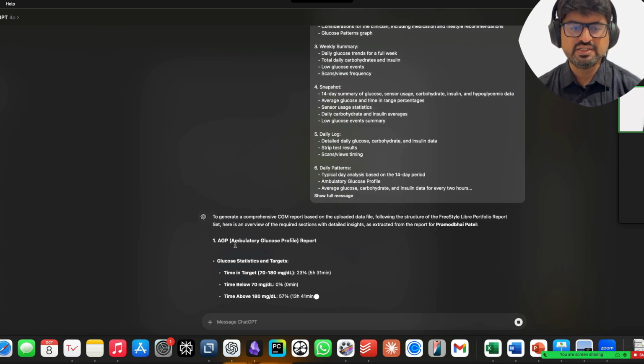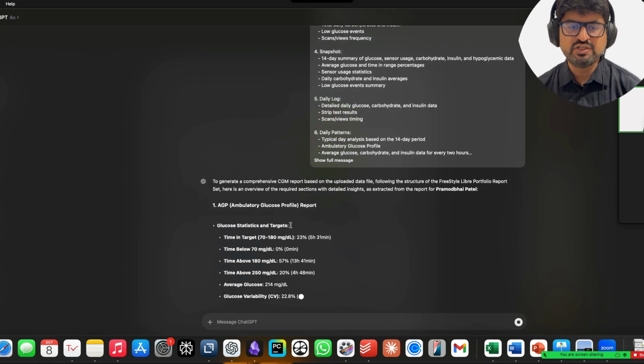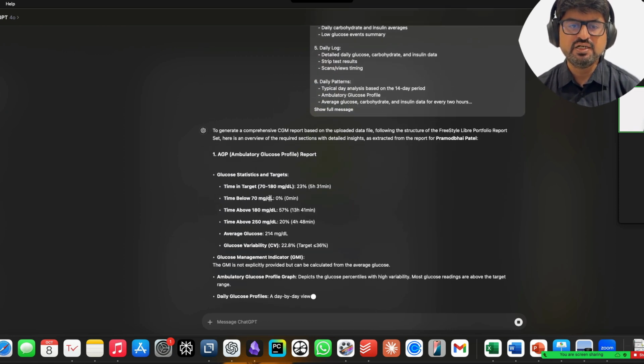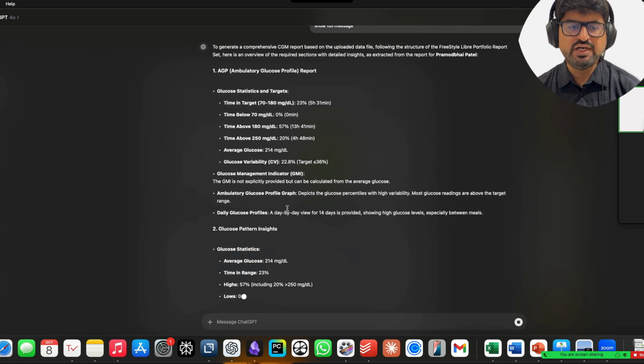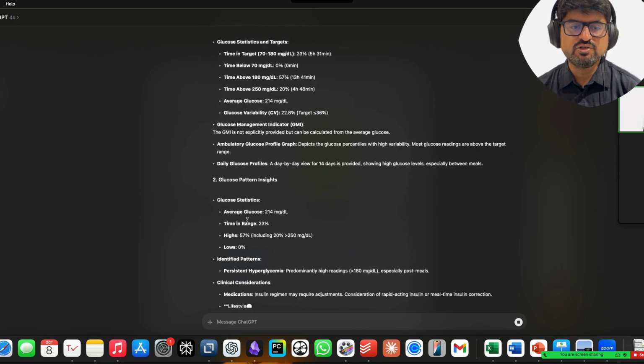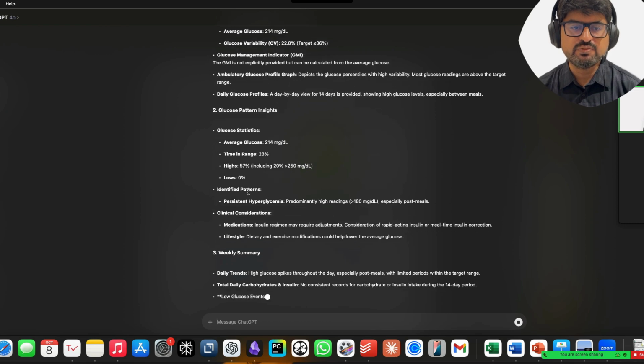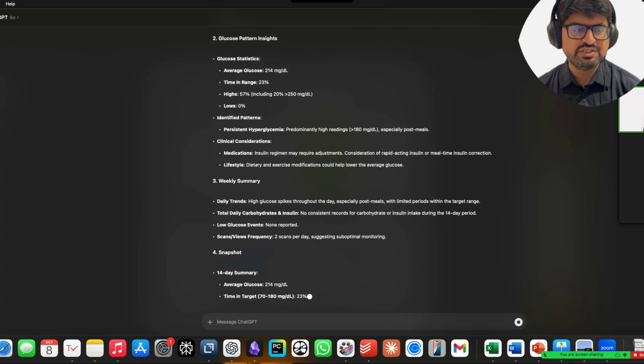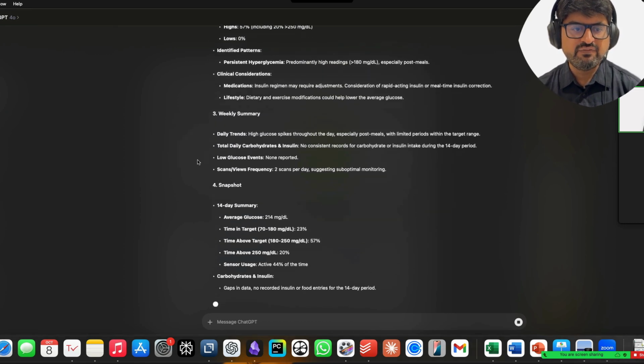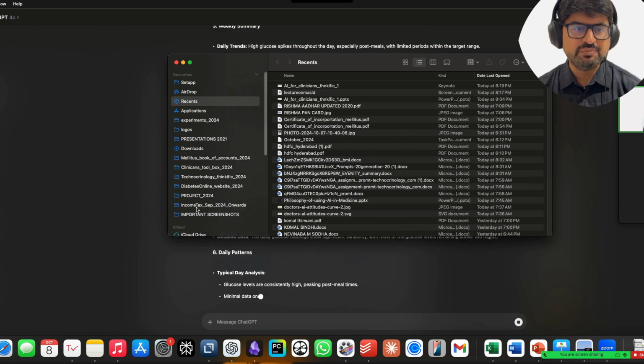Okay, so here it's saying these things. It looks at the ambulatory glucose profile. The time in range of this patient is 23%, time below range is 0, time above range is 57, so it is giving you all the data. Then it looks at glucose patterns. What are the patterns? Persistent hyperglycemia. I'll show you the CGM of this patient. Meanwhile, while it's generating the answer, I'll just show you the CGM.